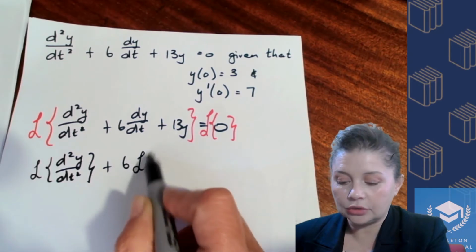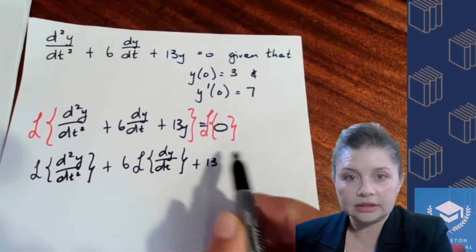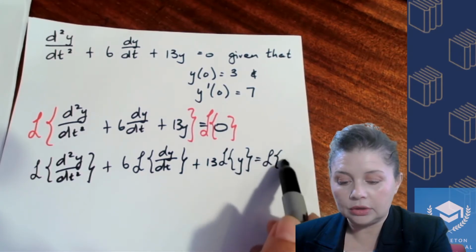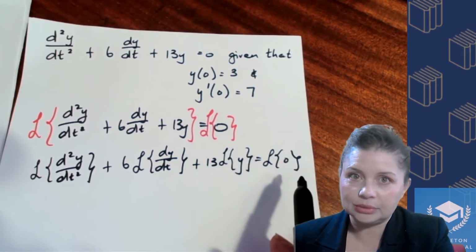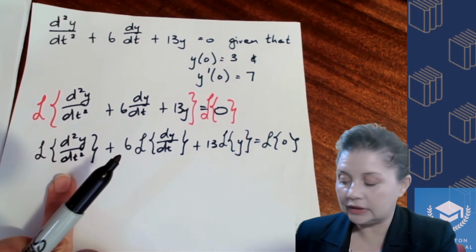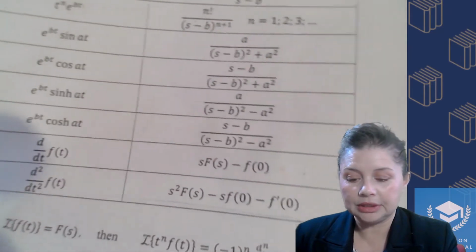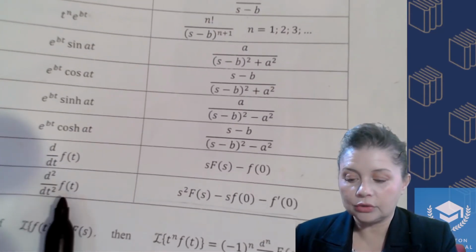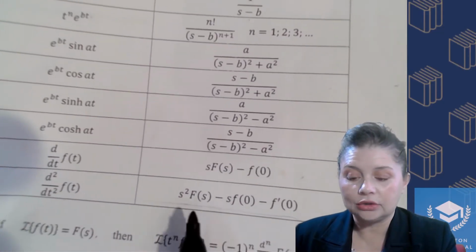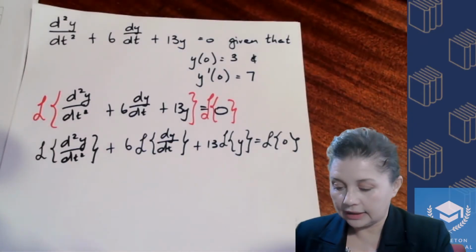plus 6 times the transform of my first derivative plus 13 times the transform of y, and the transform of 0. That's just going to be 0. Transform of 0, 0. Okay, so the Laplace transform of our second derivative is going to be a formula. If I look on my sheet, right at the bottom here, you'll see I've got the transform of a function, the second derivative. Well, this is the second derivative of a function. The transform of that is going to be this expression here, right?